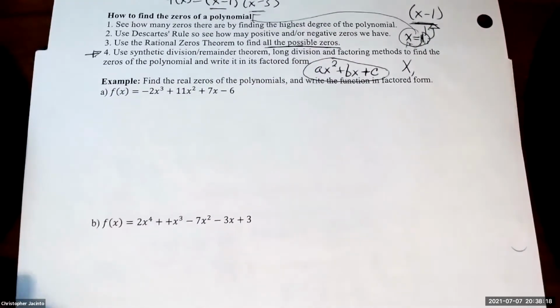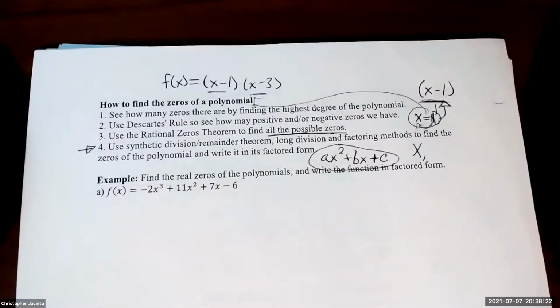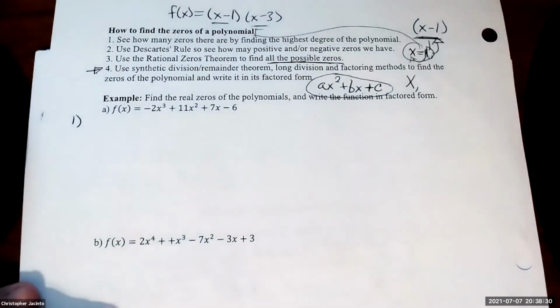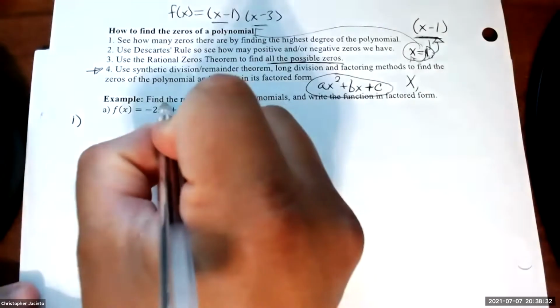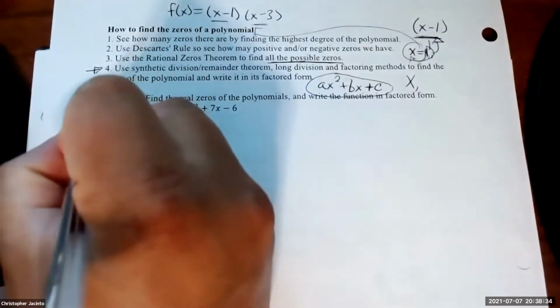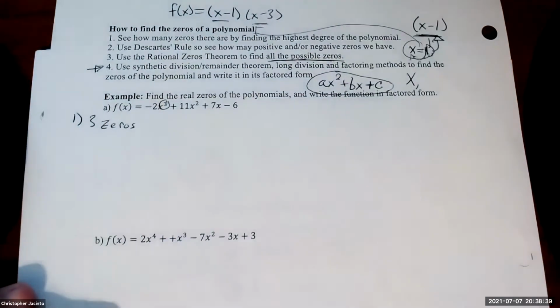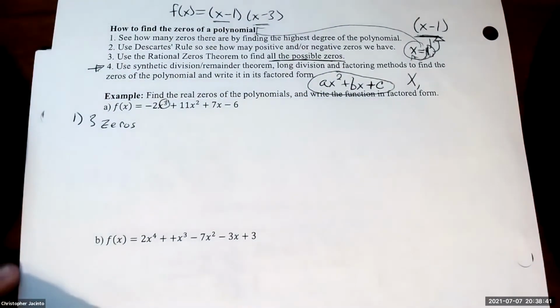Okay, so find the real zeros of the polynomial and write it in factor form. In other words, write it like this. Step 1: how many zeros will we have? Well, the highest degree is 3. So we have 3 zeros. Step 1 is done.